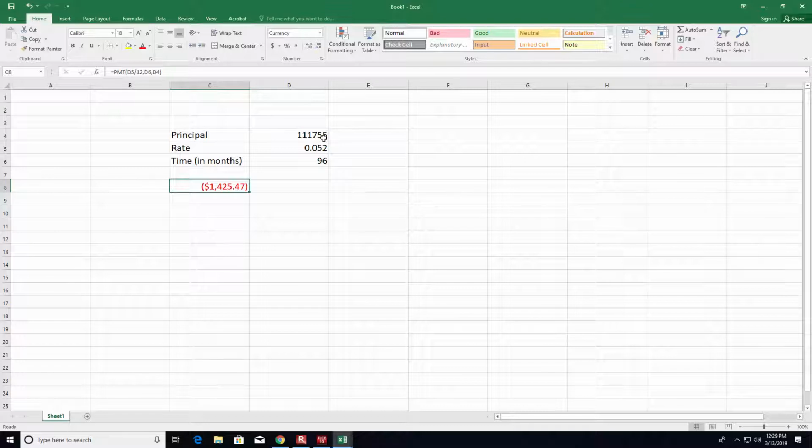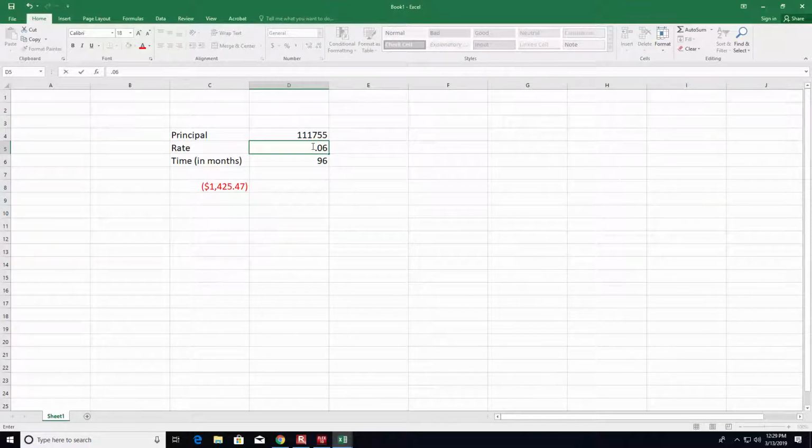Okay, so this is the kind of thing you can do all day long. All you have to do on this, because I have cell referencing, is go change this to 6%. Right? And my time, what did I say, 5 years? So it's just 12 times 5.